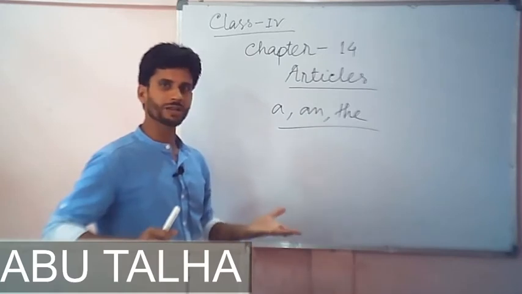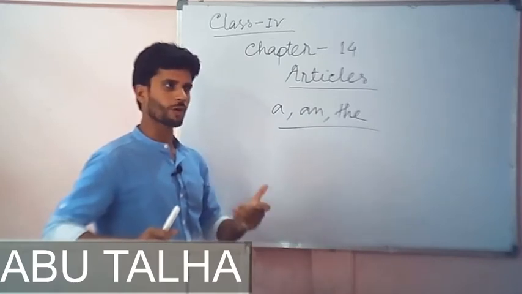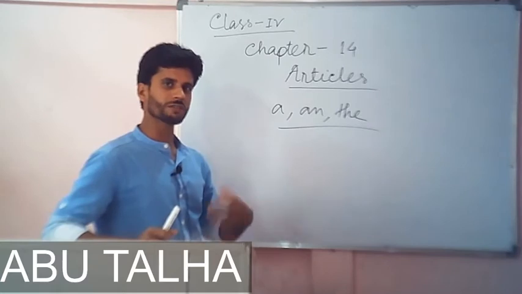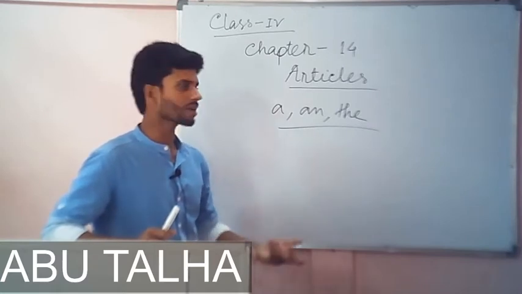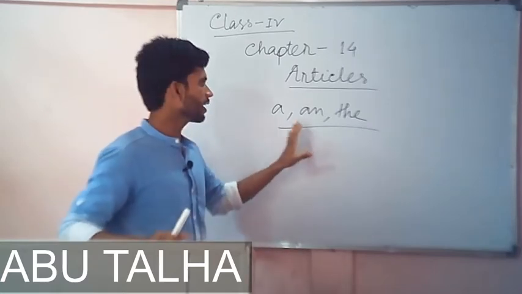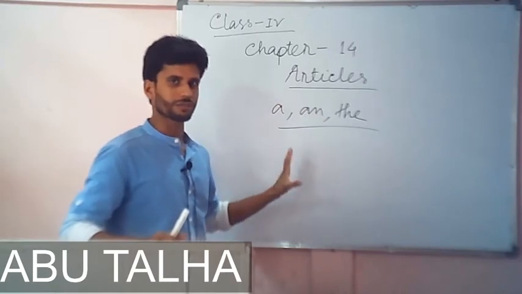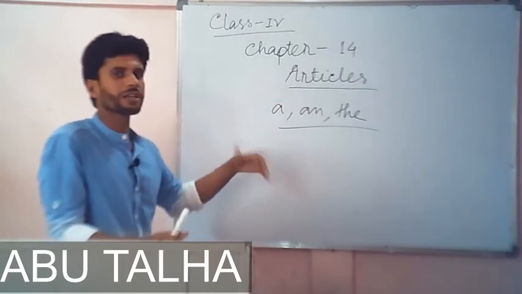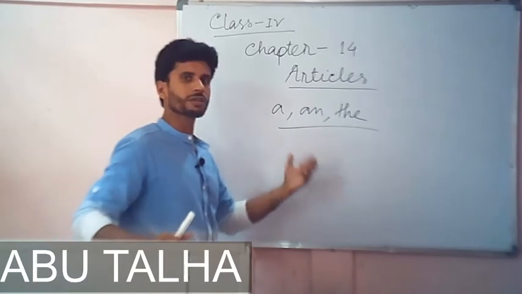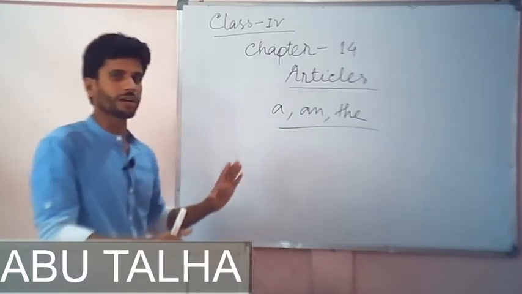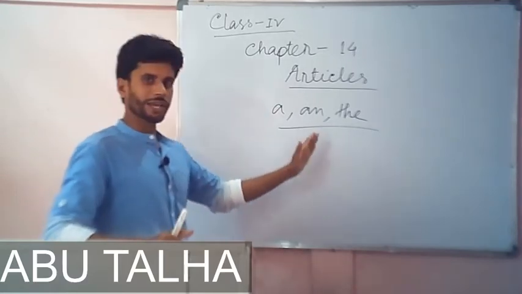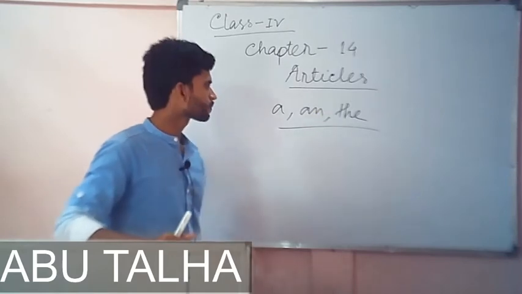An adjective is a word that describes the quality of a noun or pronoun, or an adjective is a word that modifies a noun. So technically we can say articles are adjectives. They modify nouns. Articles modify nouns. So we have three articles: a, an, and the.